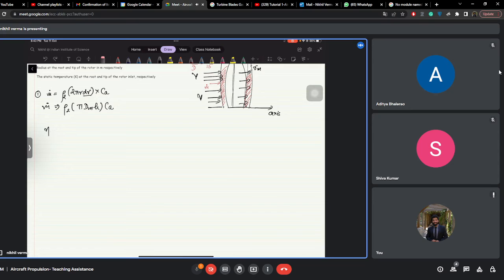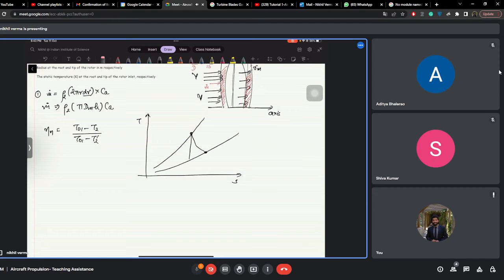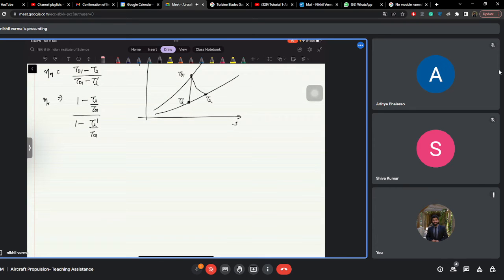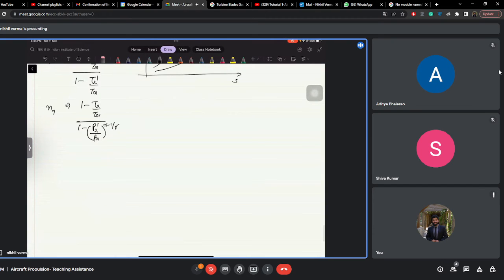If you take the efficiency of the nozzle, it is T naught 1 minus T2 by T naught 1 minus T2 dash, where this is our T naught 1, this is T2 dash, this is T2. So the efficiency of the nozzle equals 1 minus T2 by T naught 1 over 1 minus P2 dash by P naught 1 to the power gamma minus 1 by gamma. So from here you can calculate T2.